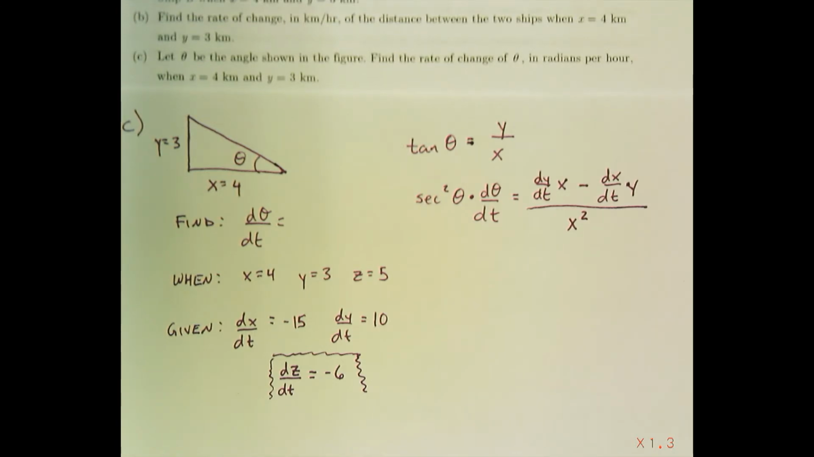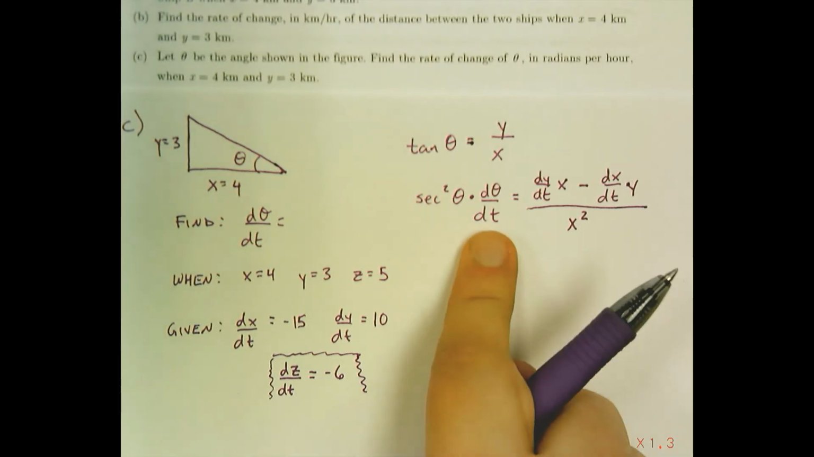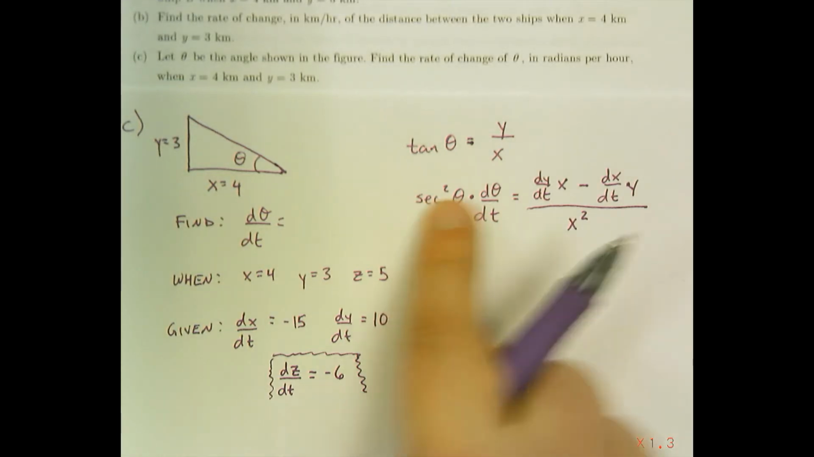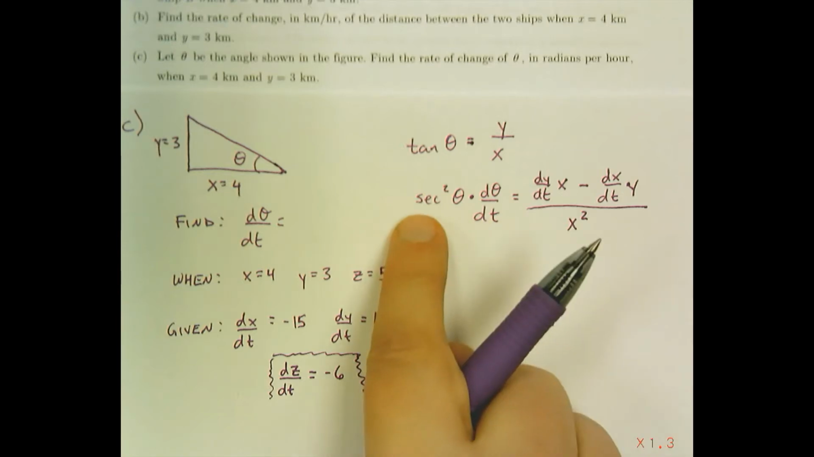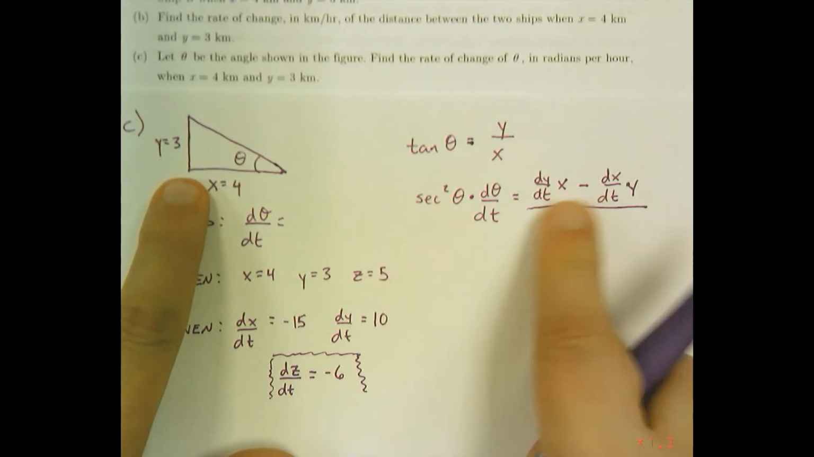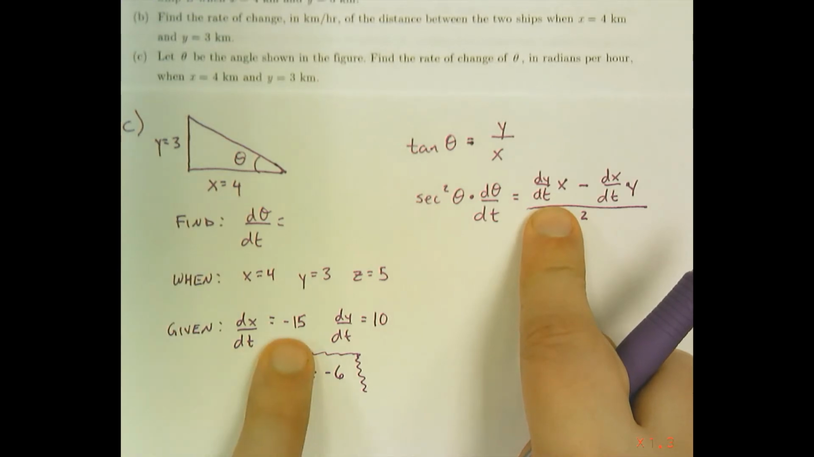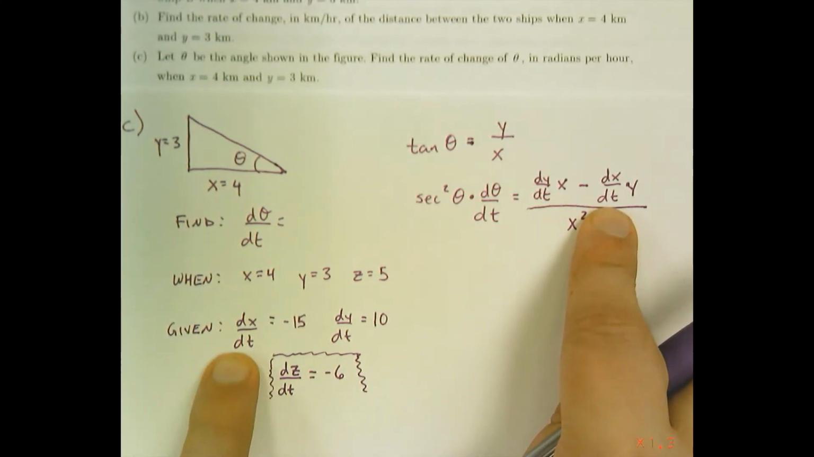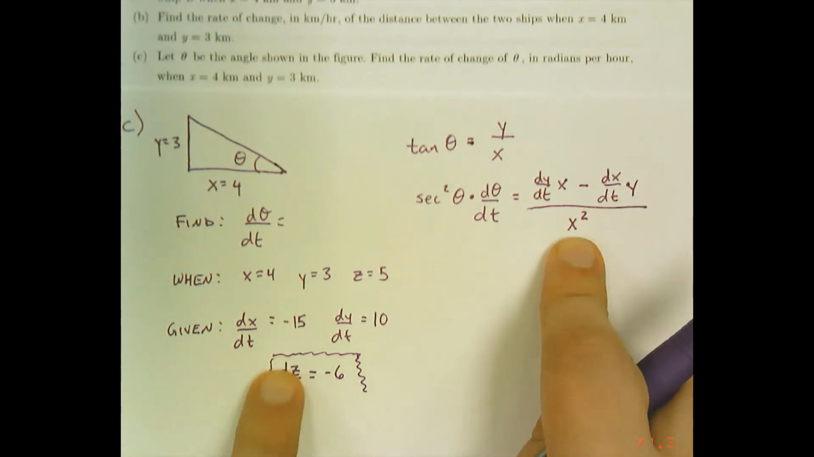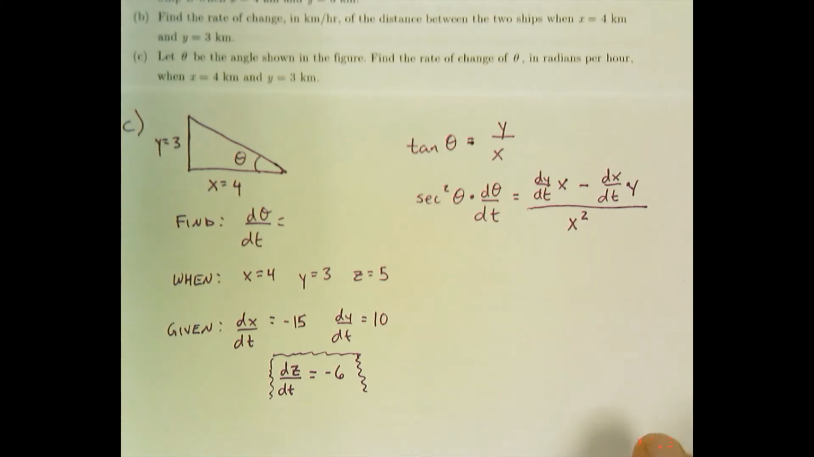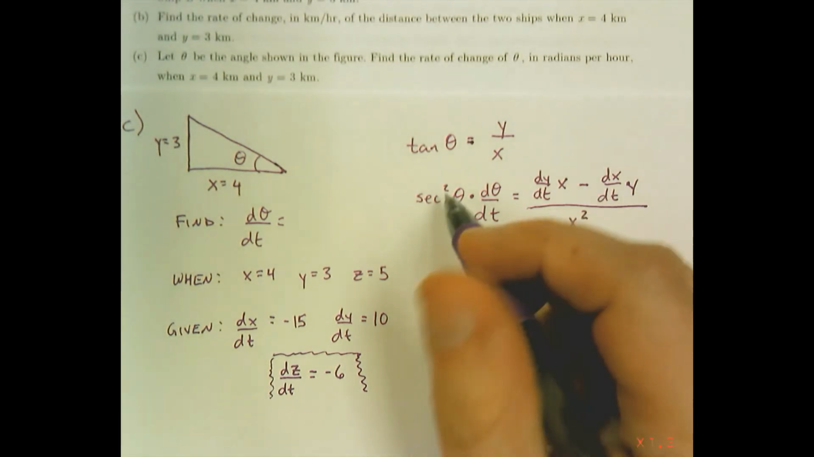Our goal was to find d theta dt, so we should check to see if we have all of these pieces of information. Can we find secant of theta? Well, we know the three sides of a triangle, so yes. dy dt we have here, x we have here, dx dt we have, and y we have, and x we have. Okay, we have all of the information that we need, so let's start evaluating this.